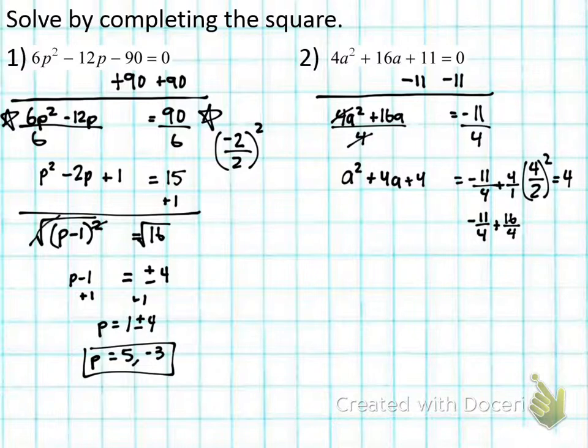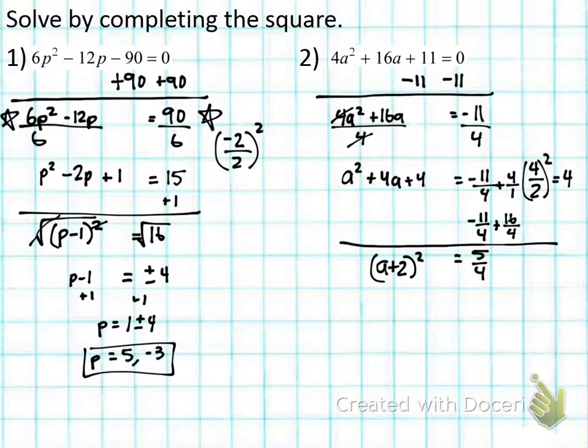Right? You following me so far? 4 times 4 is 16 right here, right? Okay, so what's negative 11 plus 16? Positive 5 over 4. Okay, this left side is now a perfect square trinomial. You got a plus 2, all squared.